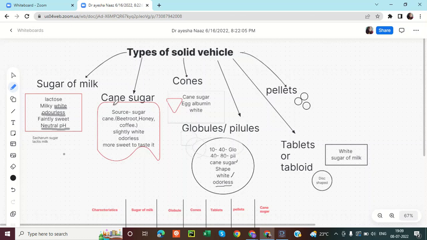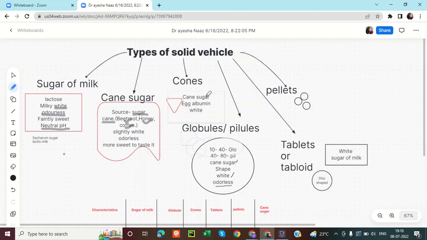Next one is cane sugar. Cane sugar, as the name suggests, is prepared from which thing? It is prepared from sugar cane. Other sources are beetroot, honey, and coffee. It is also white in color, but not very white, not milky white, slightly white. In fact, you may see it as a transparent thing. It is odorless, and as it is made of sugar cane, it is sweeter than sugar of milk. All those vehicles which are prepared from cane sugar are much sweeter, not faintly sweet, much sweeter.